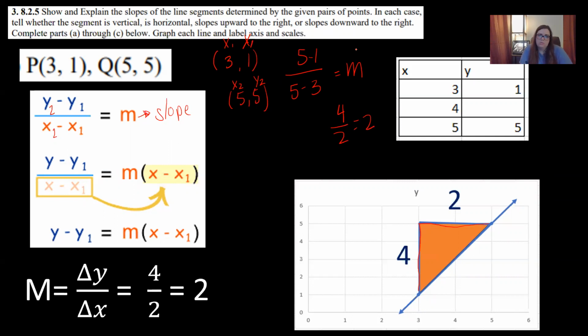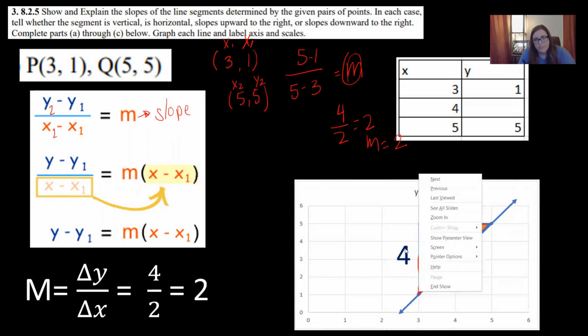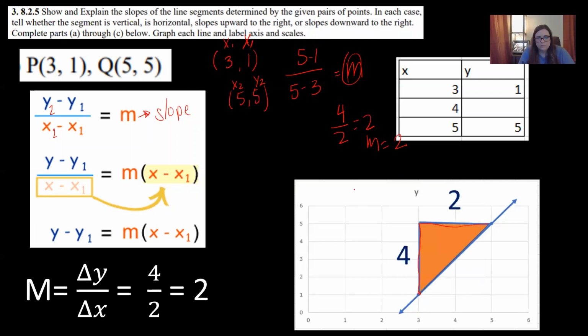So the slope is 2. And to double check it, off this point right here is 1, 2, 3, 4 points up, and from the point over here to here is 1, 2 points over. And then we'll do 4 over 2 just to double check our math, and you get 2.